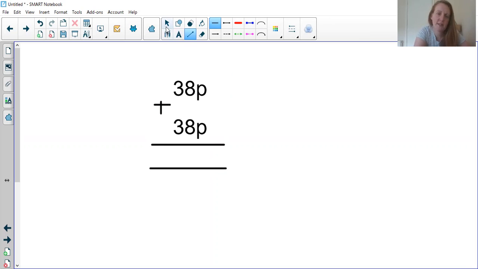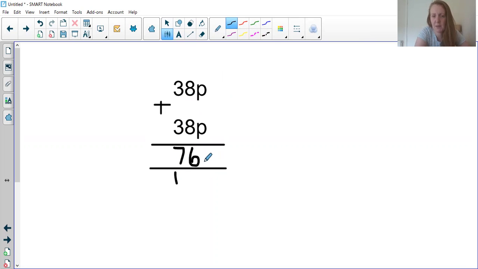Okay, so then I've got 8 and 8. So double 8 is 16. Put my 6 down, carry my 1. I've got no pounds here. So I've got 3 and 3, double 3 is 6. And then add on the 1 makes 76p.